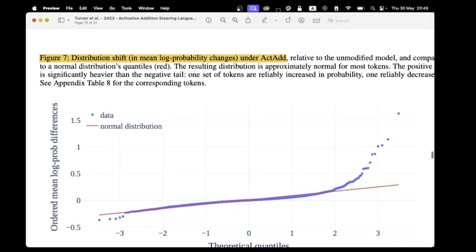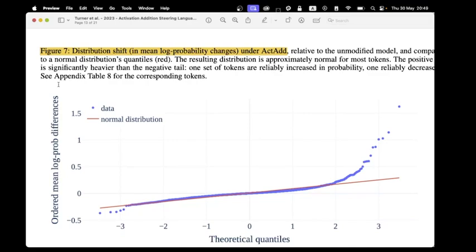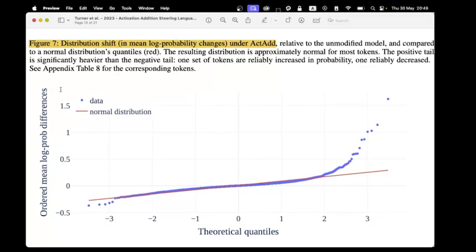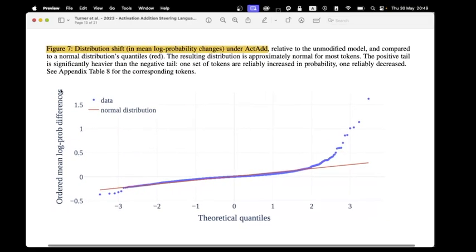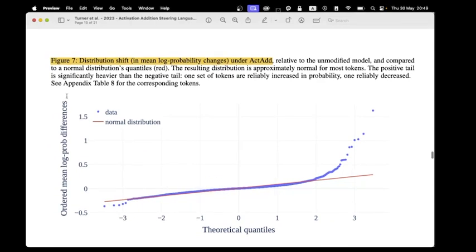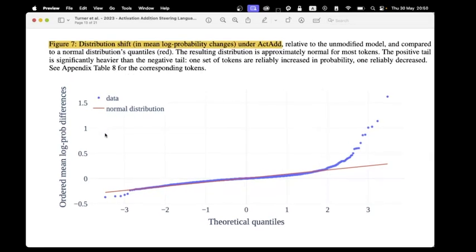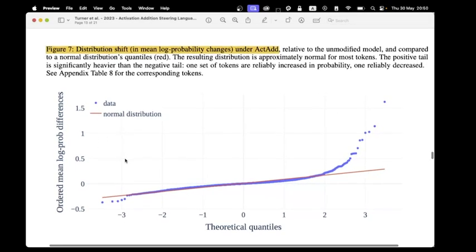So the normal distribution is the distribution of the unchanged model, or some normal distribution. This is a Gaussian distribution, a standard normal distribution, and the blue dots are the difference between the patch and the baseline. So if there is no difference, we expect a flat line.